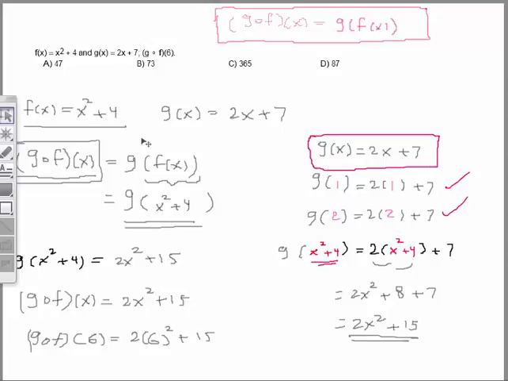Okay, so somebody wants to evaluate that. That would be 6 squared, 36. 36 times 2 would be 72. That would be 72 plus 15. So that gives you 87. Right there. Okay. Any question, anyone?